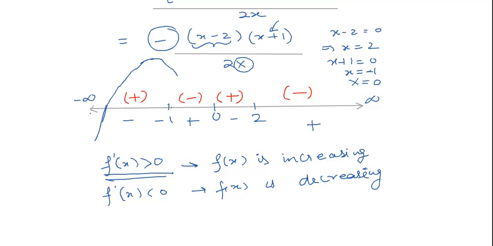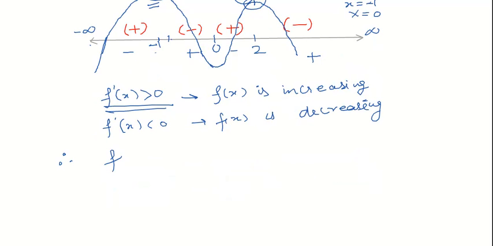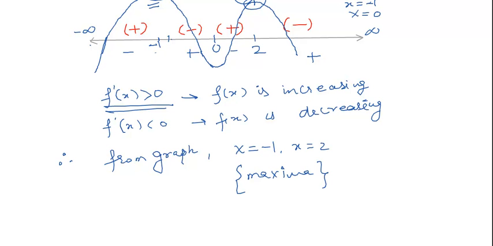After minus 1, f dash x is less than 0, that means the function should decrease, so it decreases like this. Then after 0 again it will increase, and after 2 it will again decrease. Now if this is minus 1 here, we can see a peak, so this is the point of maxima, and corresponding to 2 also we are getting a point of maxima. Therefore from the graph we can say that we have points of maxima for x equals minus 1 and x equals 2.